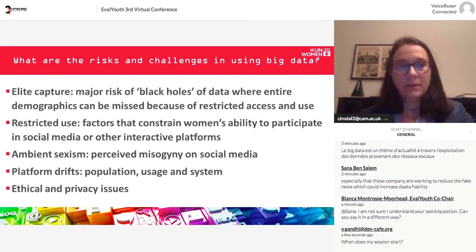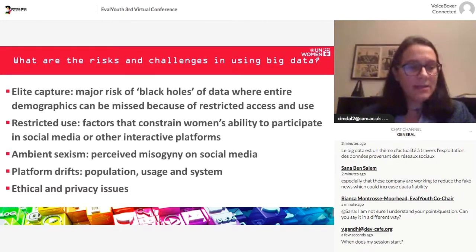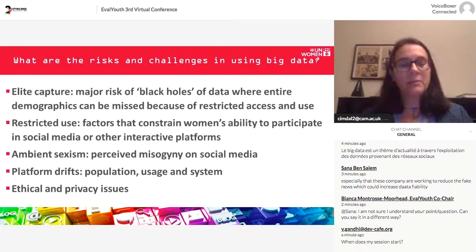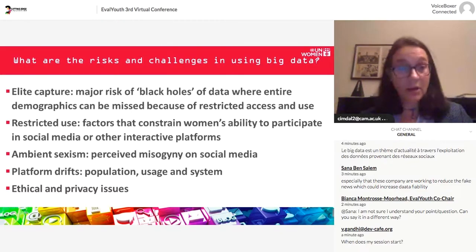We also have the issue related to ambient sexism. Ambient sexism is related to perceived misogyny in social media. It covers everything related to trolling, flaming, threats against women, cyberbullying, but these threats don't need to be targeted at users, so it's just perceived. It's related to the idea that the attitudes and behavior that are prevalent in a negative environment can affect all those in the environment, even if it's not directed at them.